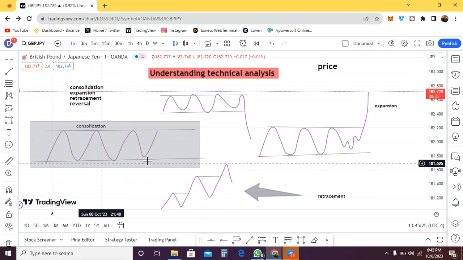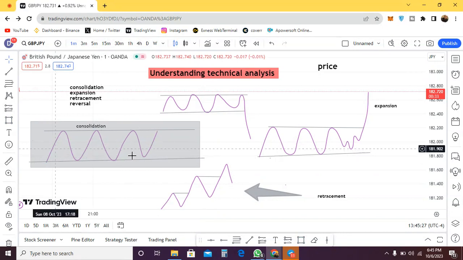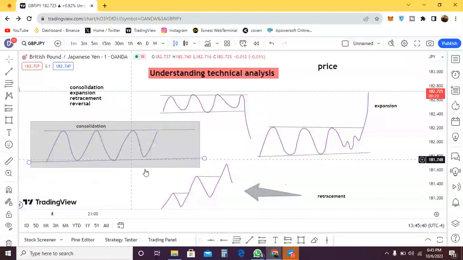I don't really trade this market, but if you want to trade this kind of consolidating market, we just trade it with the support and resistance. You place your stop loss under the support, and you take profit at the resistance level. So this is a consolidating market, and this is one thing price can be doing when you open your chart.